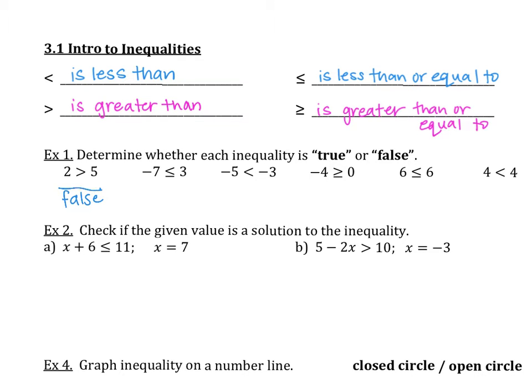Okay, let's consider the next one. Let me look up this symbol first. It says, is -7 less than or equal to 3? It's definitely not equal to 3. Now, is it less than 3? If you look at the number line, -7 is lower than 3 on the number line. So this is true.